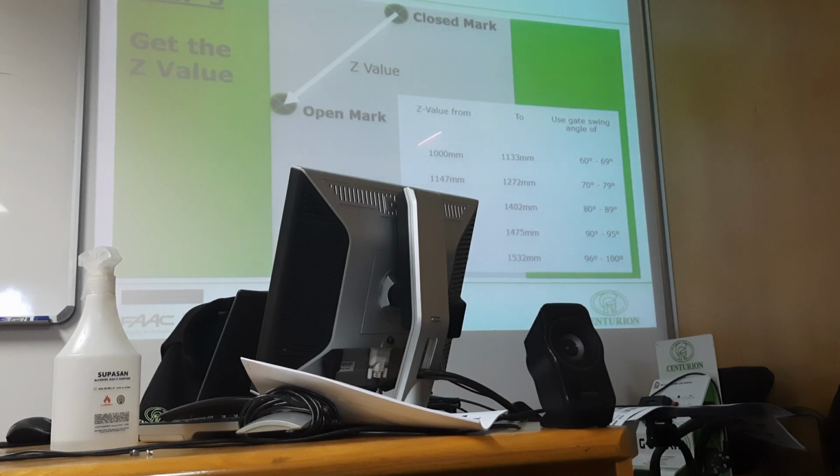So, if your Z value is between a meter to 1.133 meters, you can have this opening angle. Let's say if you want 90 degrees, you need to say this length has got to be about 1.4 meters. Then I will be able to do a 90 degree opening. Okay, so that's one of the first things.